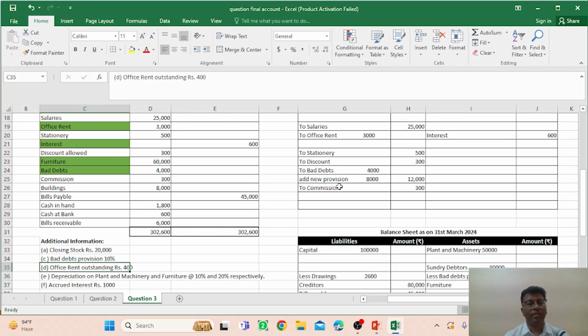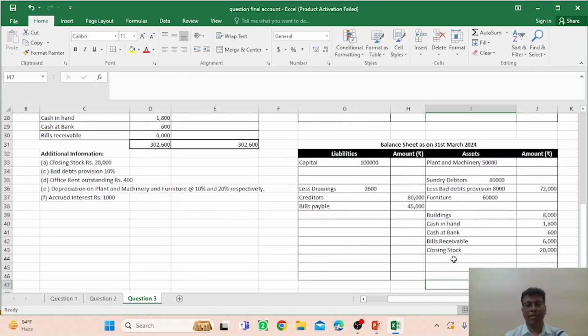Okay, so 400 rupees, that is the office rent. So we approach office rent and add this item, add outstanding rent. And what is the figure of this adjustment? That is office rent outstanding 400. Okay, now the total office rent figure is 3,400, and this outstanding office rent should be written here. Sometimes students forget to mention the second place, so it is very important, otherwise your balance sheet will not match. Outstanding rent, that is rupees 400.